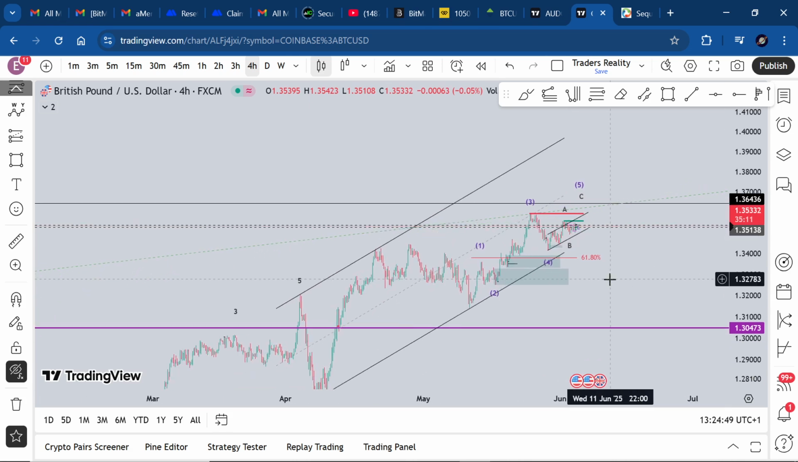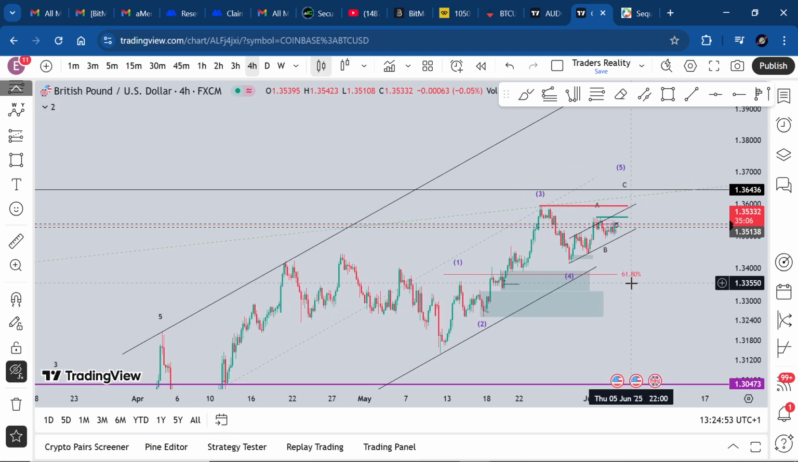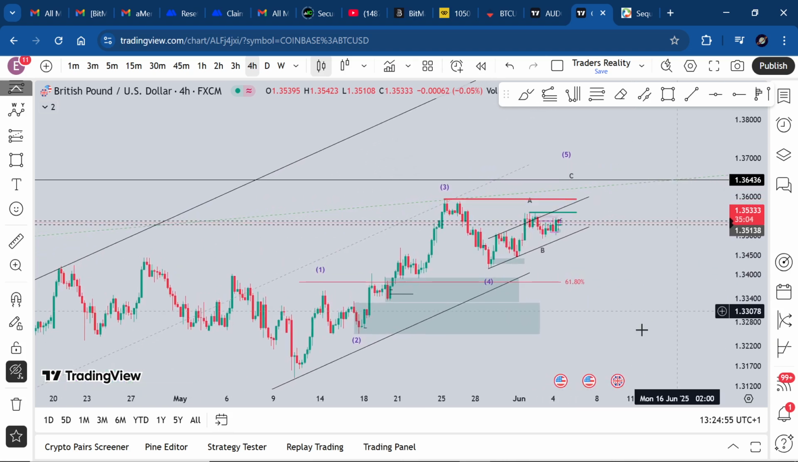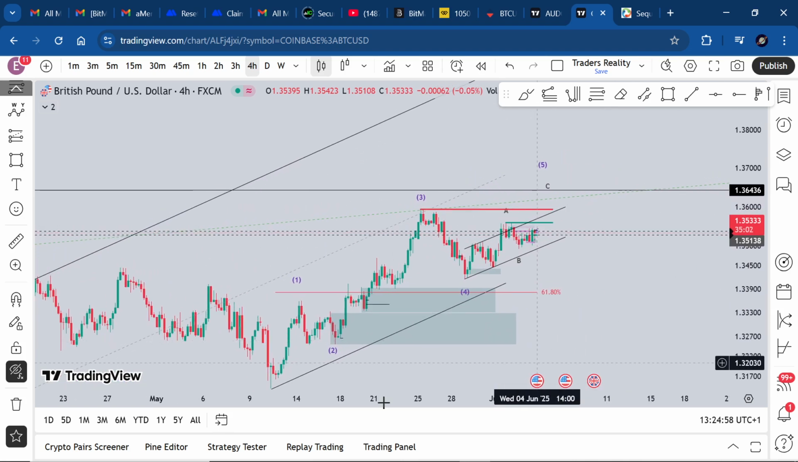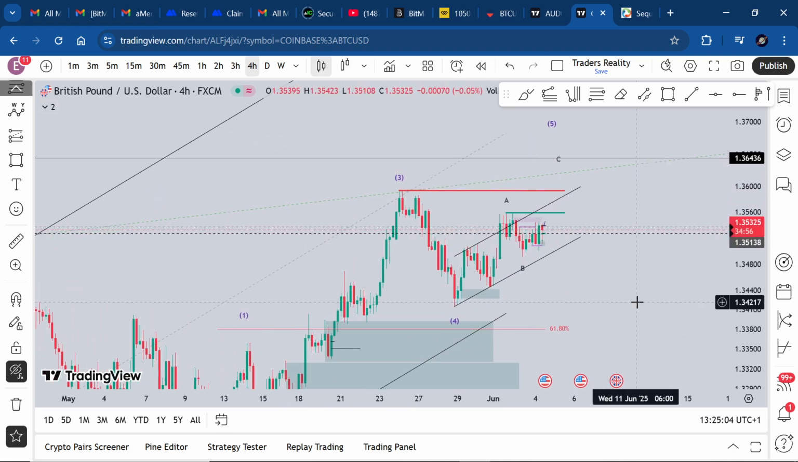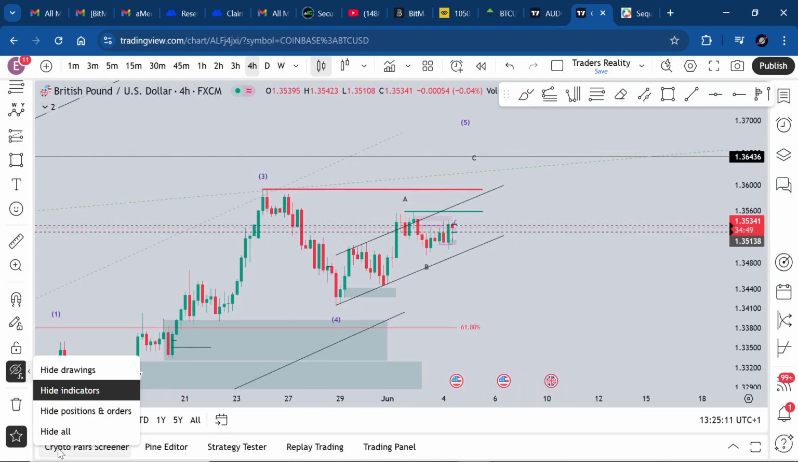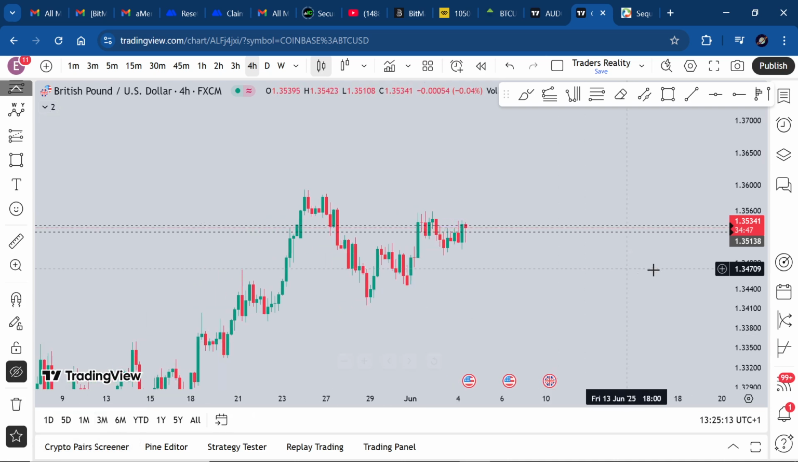We're currently on the 4-hour chart on GBPUSD, which is thrust into the upside. I've recently just bought again, and this is my count: 1, 2, 3, 4. Looking for a wave 5, a 5-wave move. That can be in a diagonal or an impulse.